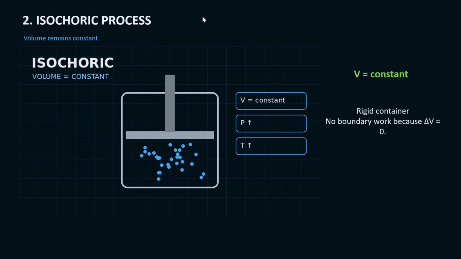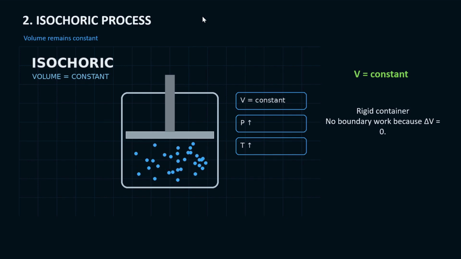Next is the isochoric process. Isochoric means the volume remains constant. Imagine gas enclosed inside a rigid container that cannot expand. When heat is supplied, the molecules gain energy and move faster. Since the container cannot change its volume, the volume remains constant. As a result, pressure and temperature of the gas increase.